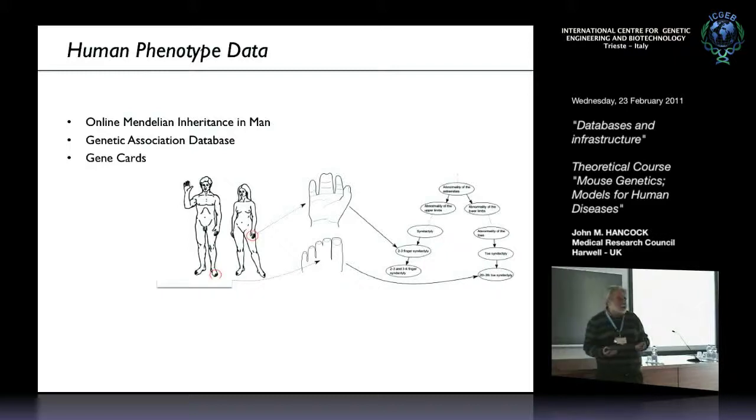Humans are more difficult. Obviously we're all interested in how you relate mouse to humans. Where do you go to find human phenotype information? It's a good question. The classic answer is Online Mendelian Inheritance in Man. I'm going to show you a few human databases which cover some of the functionality of the MGI.